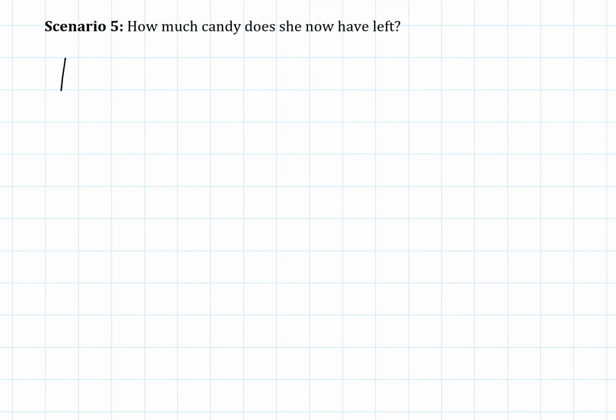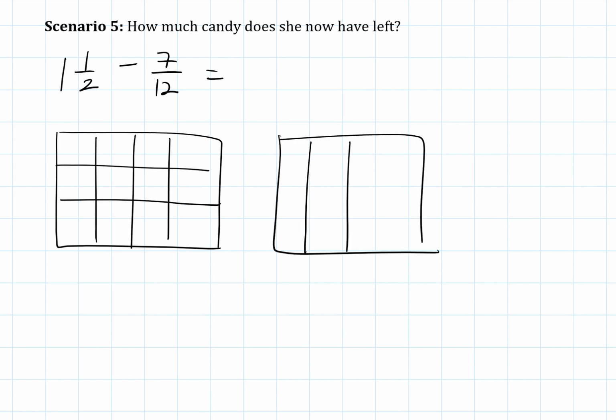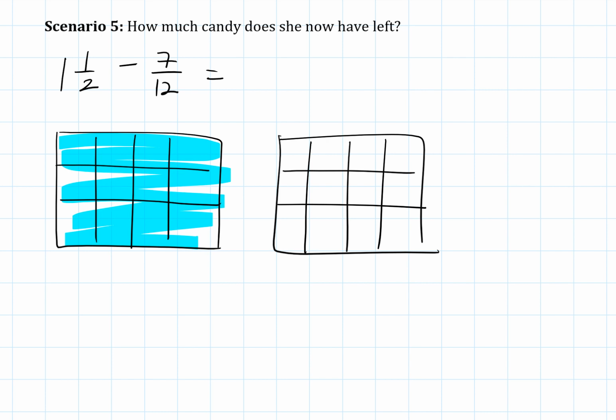Well, I did have 1 piece and a half, and I ate, so I'm taking away 7/12 pieces of candy. Well, let's see, I've got a piece and a half, and I'm eating some fraction of 12. So let's break apart my Hershey bars so we can see what all we've got. I have this full candy bar, I have half of this candy bar, and I've just eaten 7/12. 1, 2, 3, 4, 5, 6, 7 of these pieces out of the 12. So how much do I have left? 1, 2, 3, 4, 5, 6, 7, 8, 9, 10, 11. So I have left 11/12 pieces of candy.